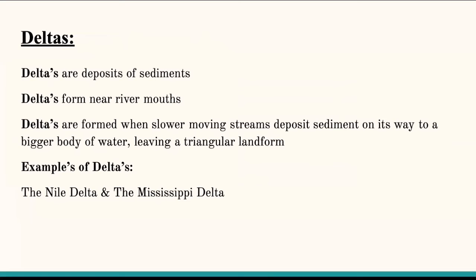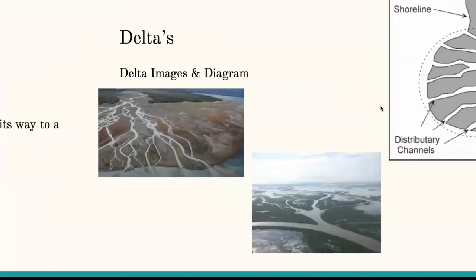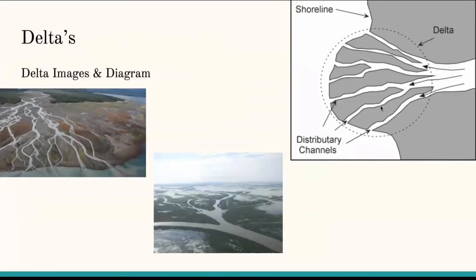It does leave a triangular landform, but deltas often tend to have different shapes depending on how much sediment is being deposited into them. A couple examples of deltas are the Nile Delta and the Mississippi Delta. And here are some images of deltas, and this will give you a good idea about how they don't always have the exact same shape, and it really depends on how much sediment is being deposited into them.